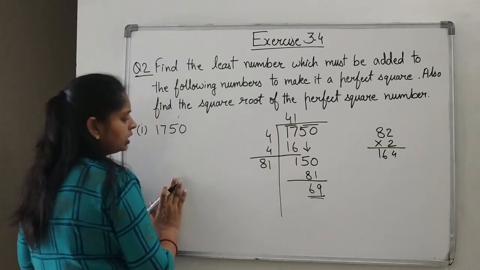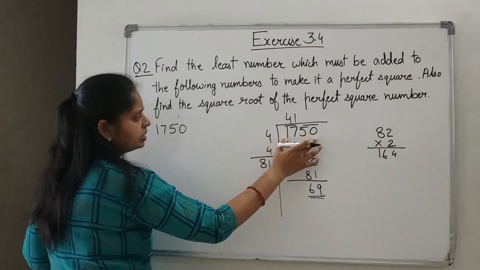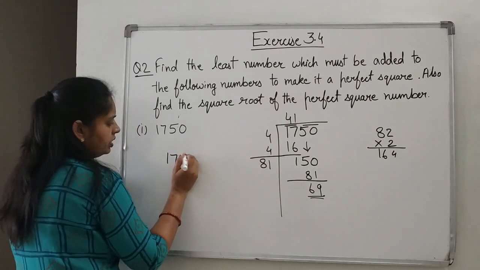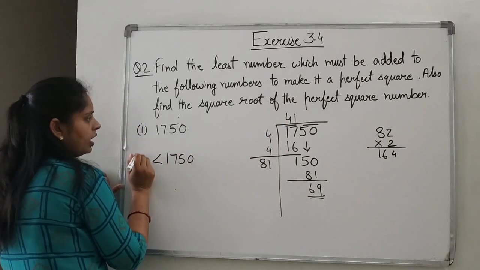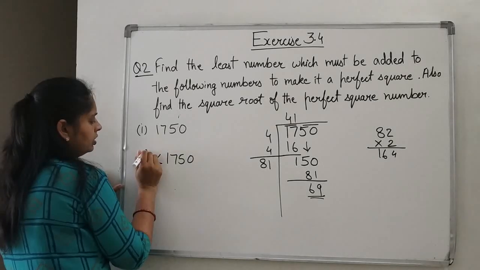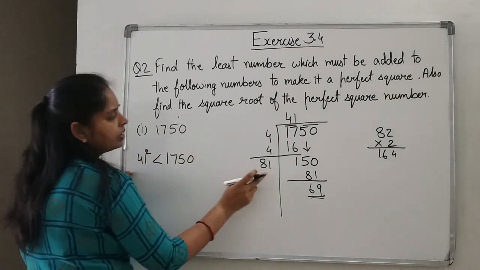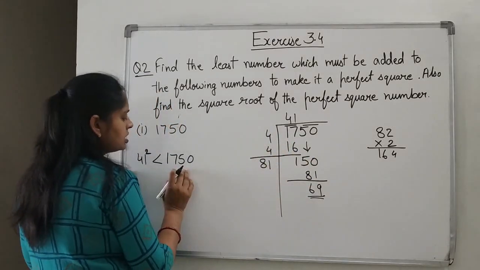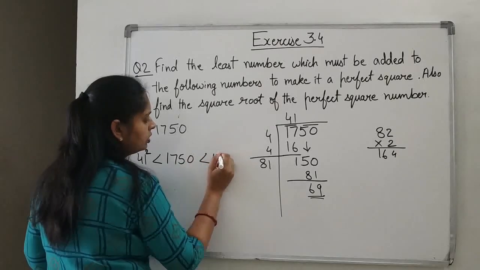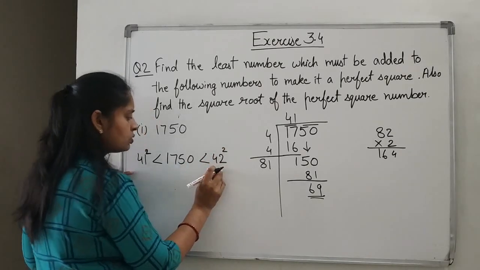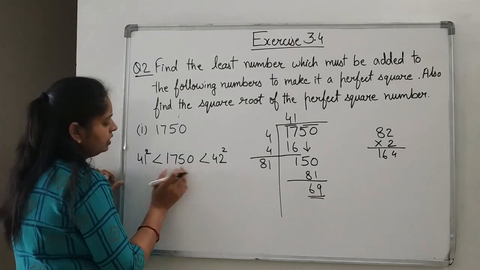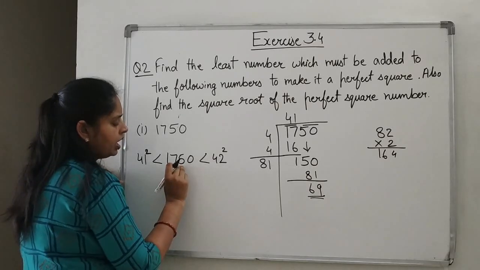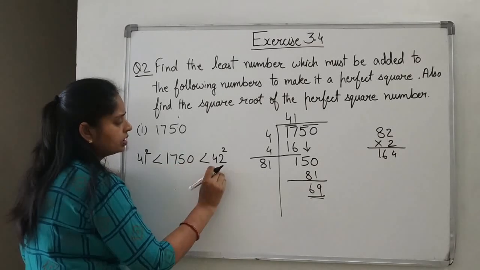But what can we know from this? This is the number which is greater than the square of 41. So 1750 is lying between the square of 41 and the square of 42, and we have seen that 82 2s is not going. So it is less than the square of 42. And this number is lying between 41 square and 42 square. So we need to add something. So obviously we have to add that number in this so that we can make it a square of 42.